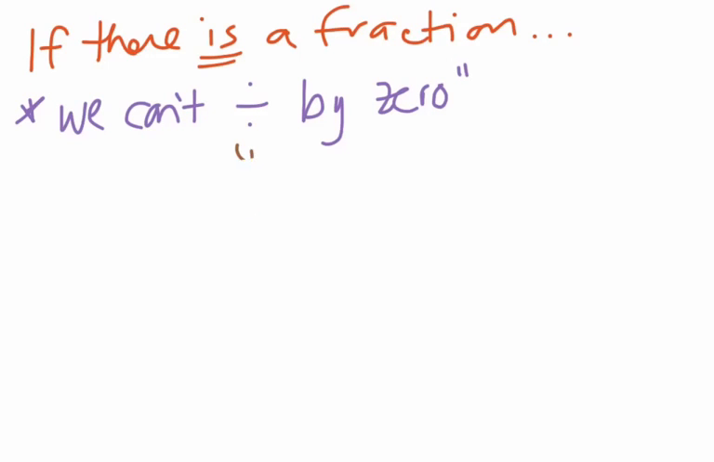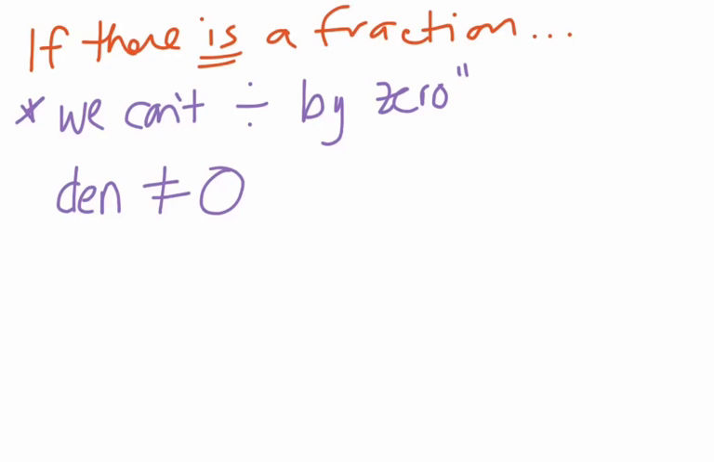It's an undefined operation. You can't take something and put it into 0 groups and then ask how many are in each group, because there aren't any groups. It's totally nonsensical. You cannot divide by 0. Therefore, the denominator of the fraction cannot be equal to 0. That is the absolute key. The denominator of the fraction cannot be equal to 0.